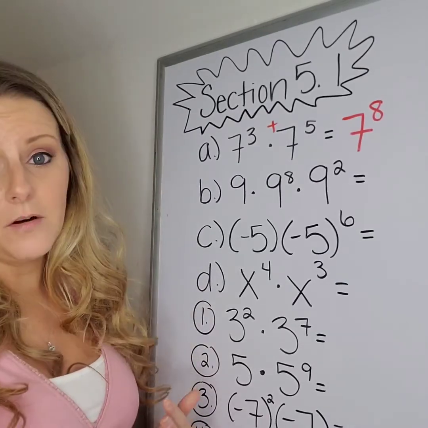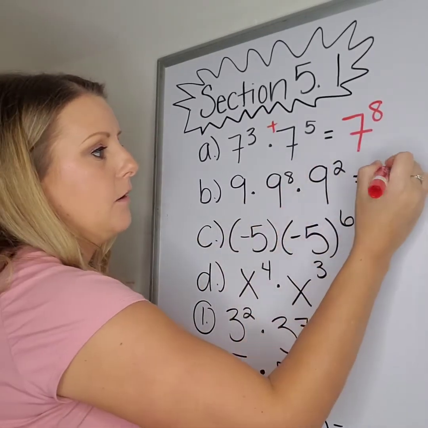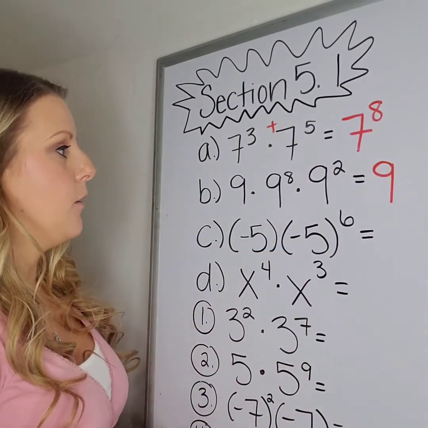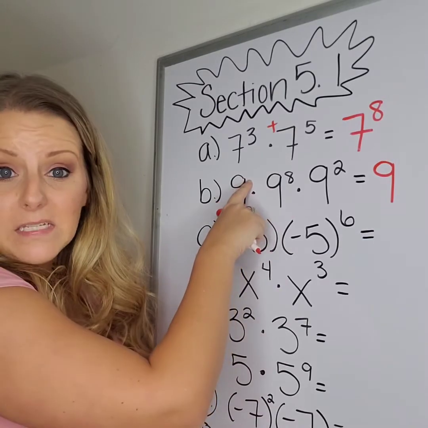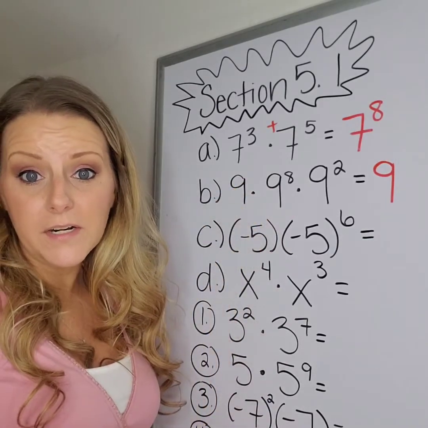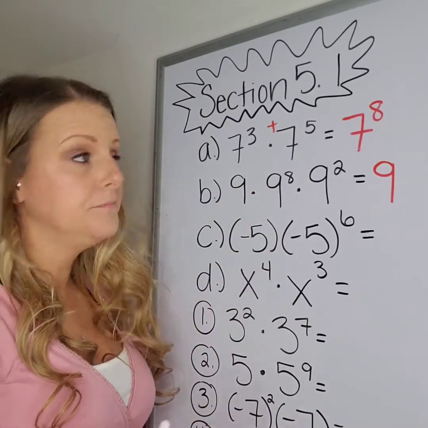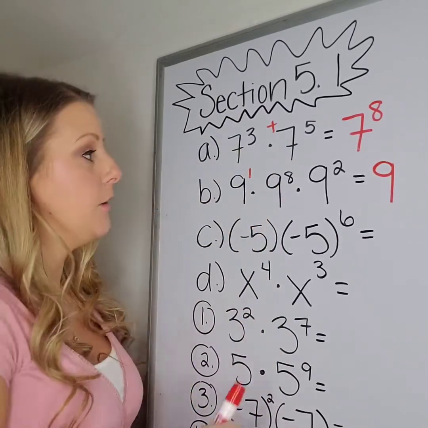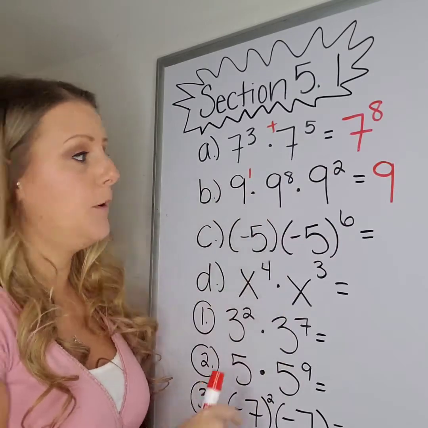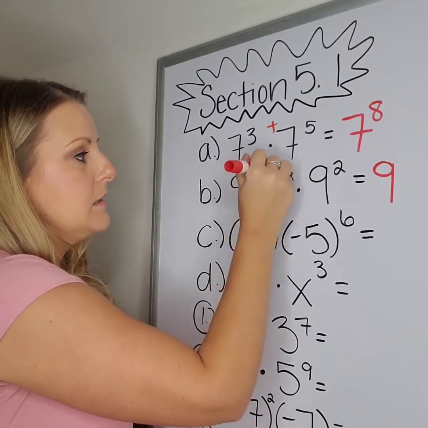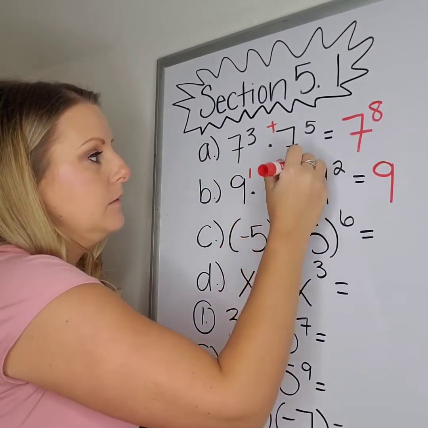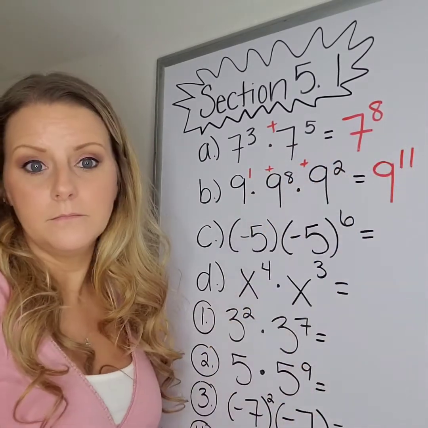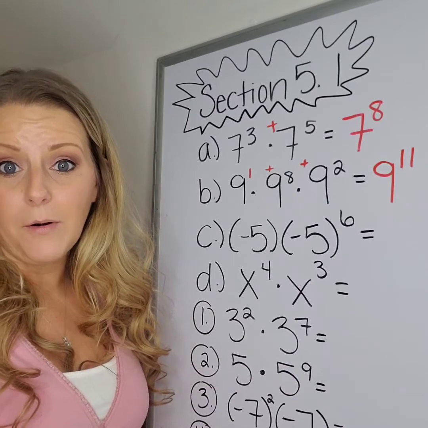So let's look at another one. 9 to the 1st, 9 to the 8th, 9 squared. All the bases are the same. We keep the base and we add the exponents. But there's no exponent here. So what imaginary number do you think goes there? Yep, it's a 1. So you can add the imaginary 1 in and add the exponents. 1 plus 8 is 9, and then 2 more is 11. So it's 9 to the 11th power.